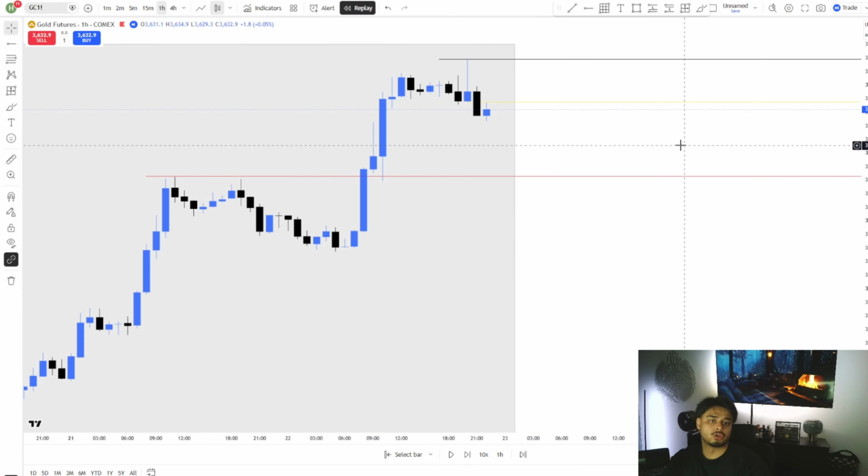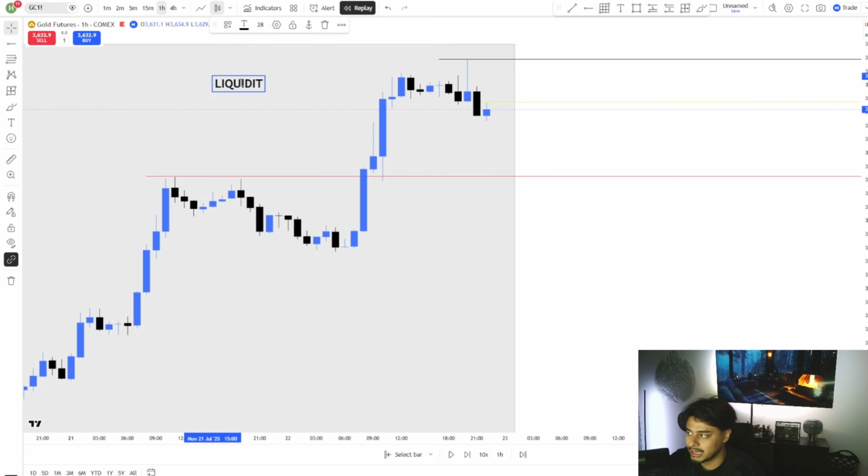Is this a break of structure going down, guys? What do you guys think? For the ones that said yes, this is a break of structure going down because the black body did close below that blue wick. Okay, and that's where we would enter our trade.